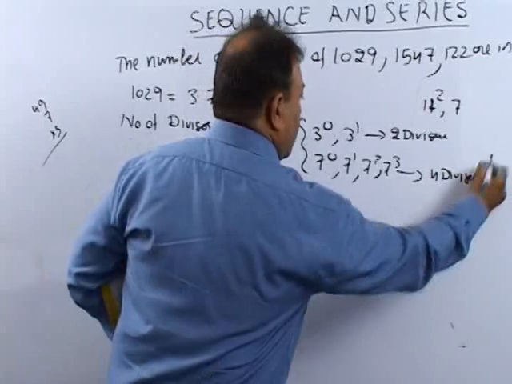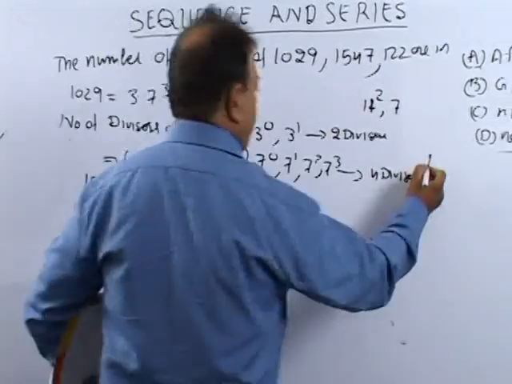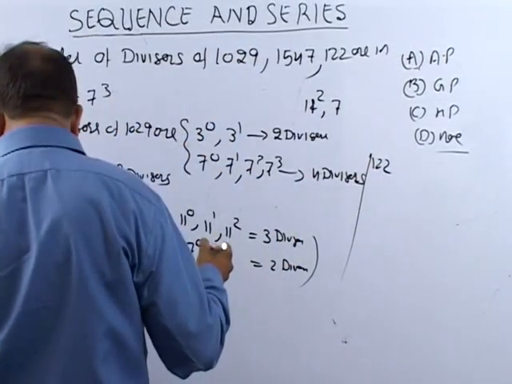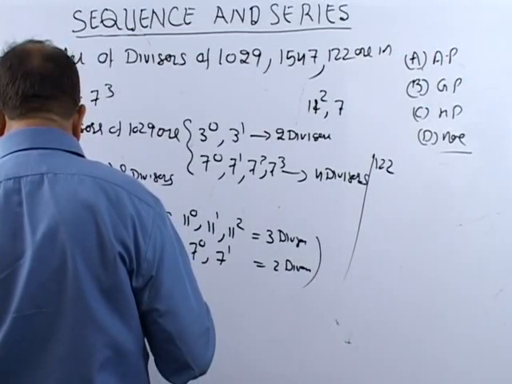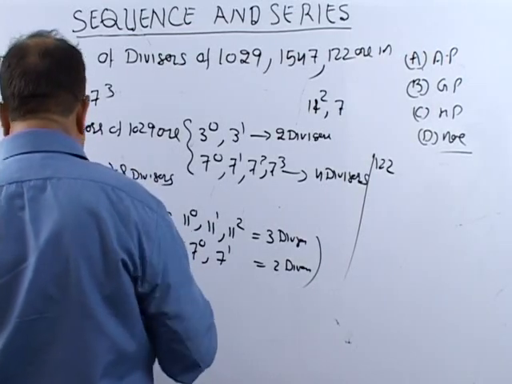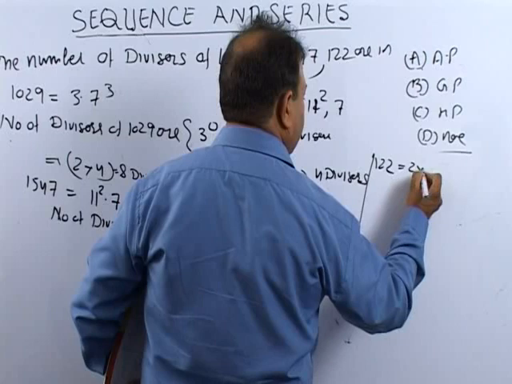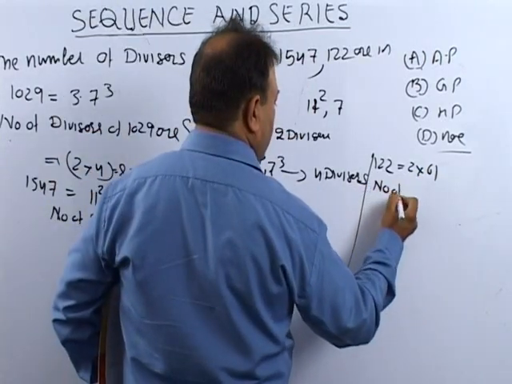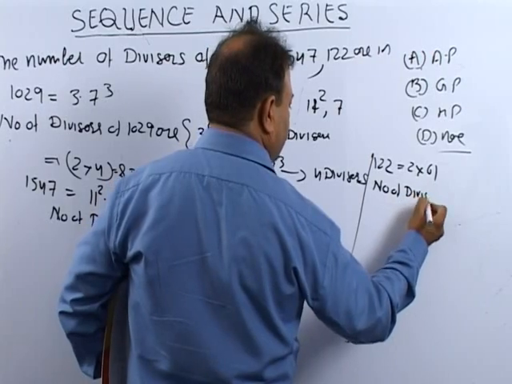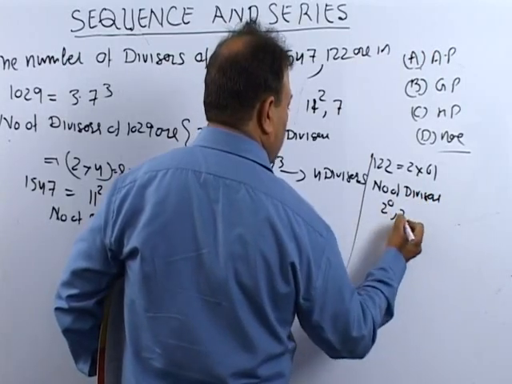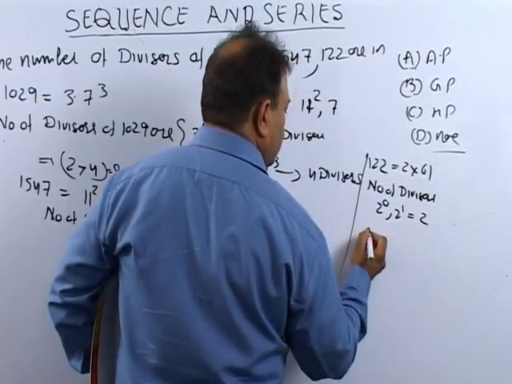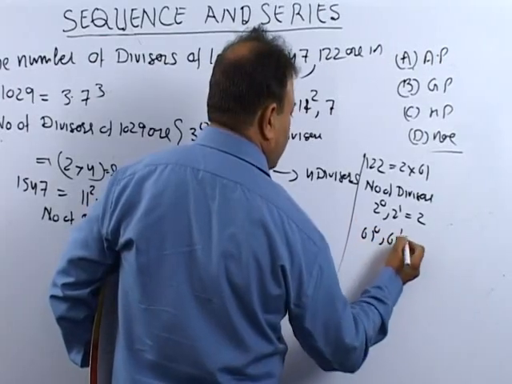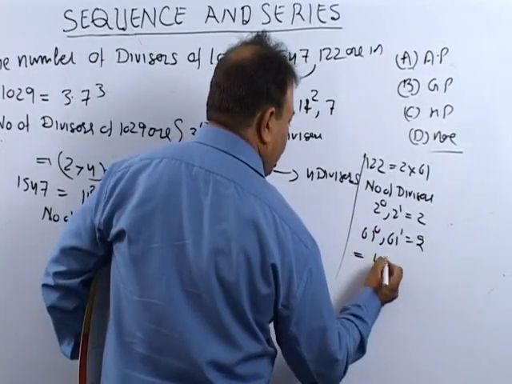Then we go for the third one. The third term is 122. Its factors come out to be 2 into 61. So the number of divisors: 2 to the power 0, 2 to the power 1, and 61 to the power 0, 61 to the power 1. Overall there will be 4 divisors.